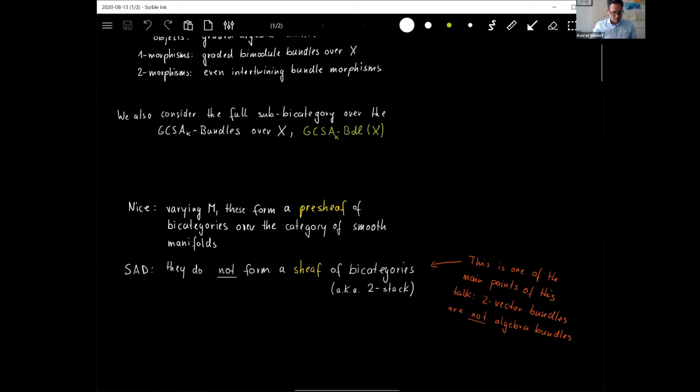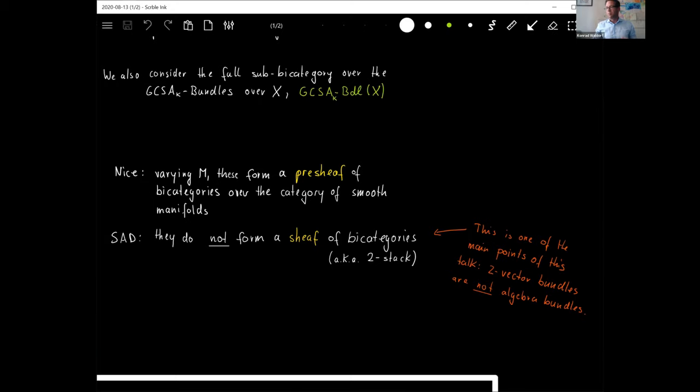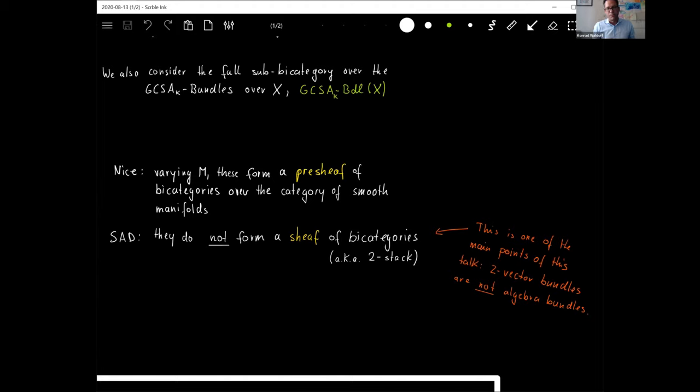Now one can regard X as a variable and change X and then say how these bundles behave. And of course they behave like a pre-sheaf. So this means if I have a map of manifolds, I get a pullback functor in the opposite direction. So these bundles form a pre-sheaf over smooth manifolds. And here is the caveat: they do not form a sheaf of bicategories. So they do not form descent.